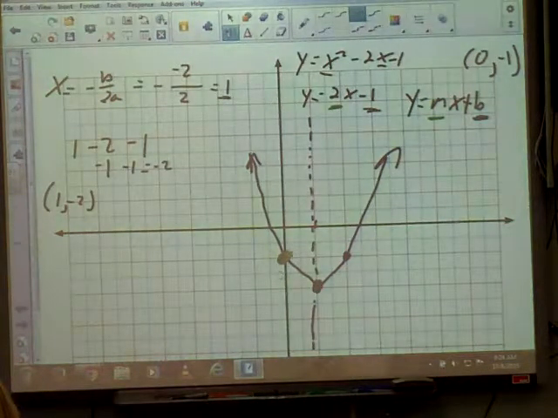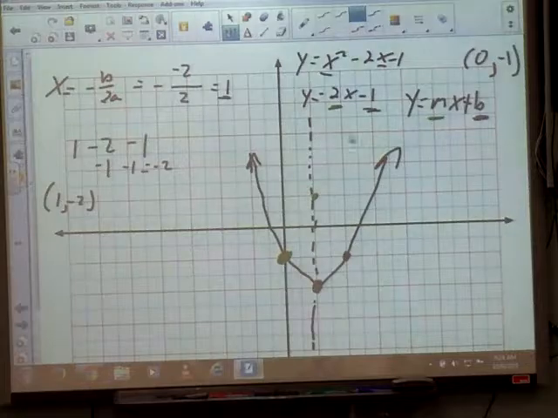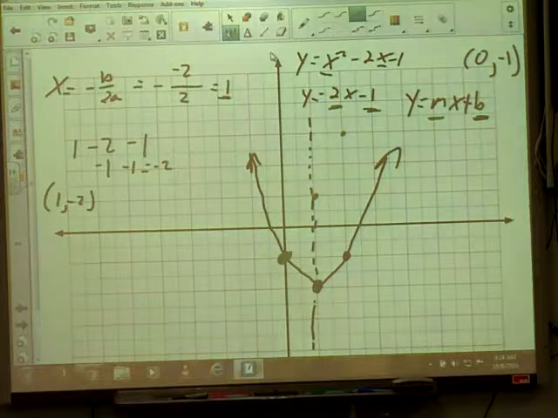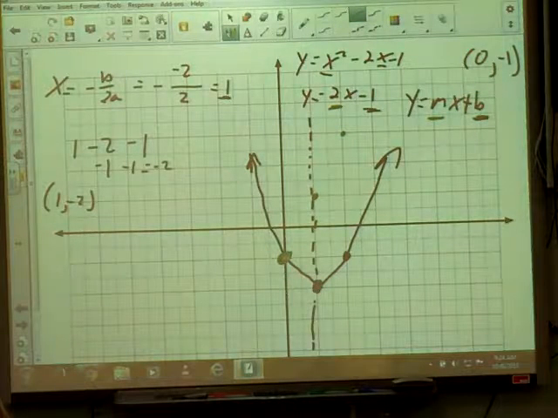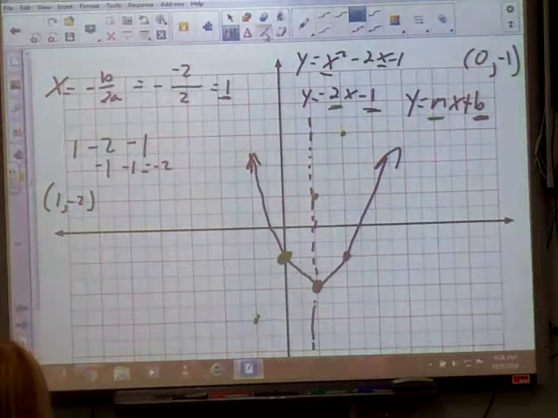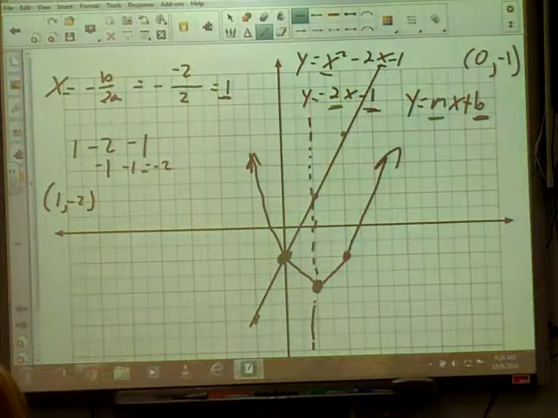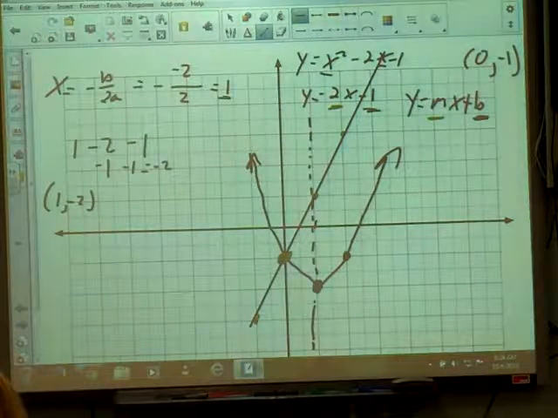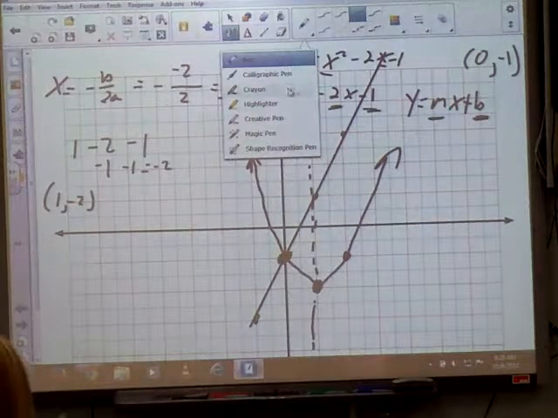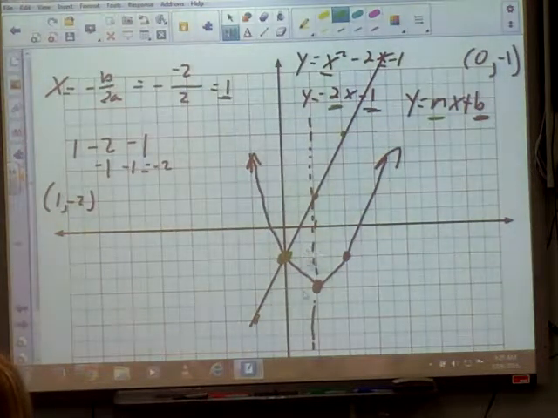So rise 2, run 1. The slope was 2, so from my y-intercept, I rose 2 and ran 1. You can keep doing that as many times as you want to. You can even go the other way if you want to. So you just have to find one place at the intersect?